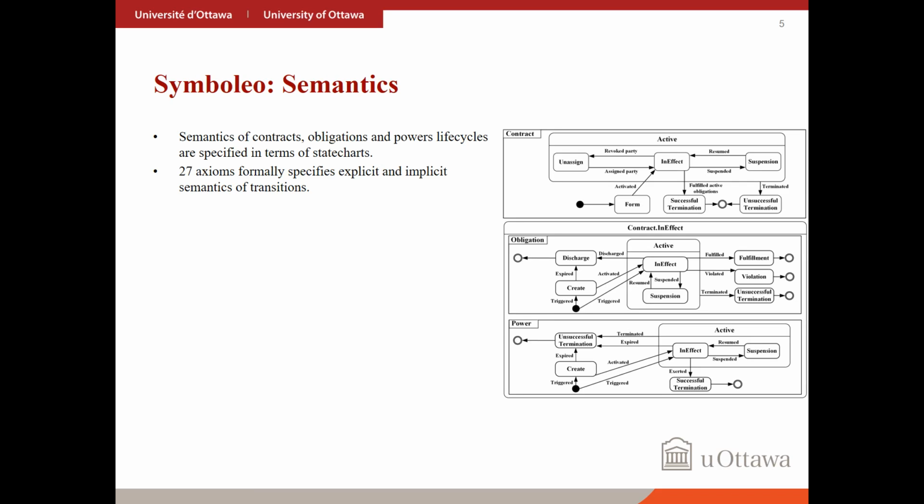Symboleo captures the life cycle of a contract, obligation, or power by these state machines. For example, a contract is initially in its form state and transitions to the in effect state when it is signed and its effective date is reached. These state machines are somehow related together. For example, if a contract is suspended, all active obligations are suspended as well. All explicit and implicit semantics of transitions are formally specified through 27 axioms.